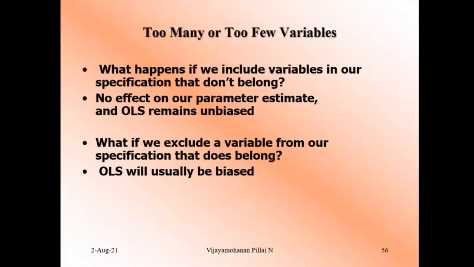Now, what are the implications of that? What is the implication if we include a variable in our specification that does not belong to it, that is, a variable that is irrelevant to our model? The implication is that there is no effect on our parameter estimate. The OLS estimates remain unbiased. There is no problem at all. On the other hand, if we exclude a relevant variable from our model, then the OLS estimates will usually be biased. So these are the two implications of the first two problems.